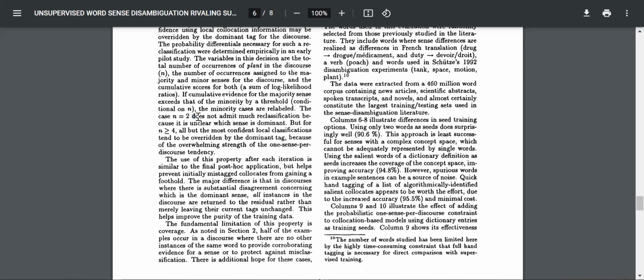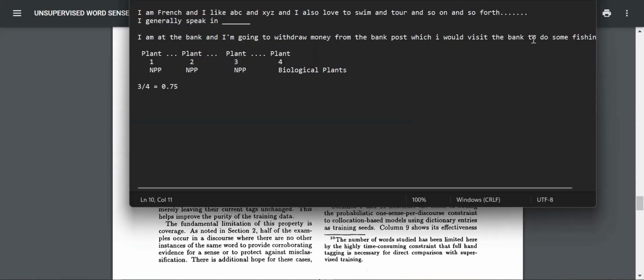The case n equals 2 does not admit much reclassification because it is unclear which sense is dominant. But for n greater than or equal to 4, when four or more occurrences are there, all but the most confident local classifications tend to be overridden by the dominant tag. So by most confident local classifications, this might be something like, I'll visit the bank to do some fishing.